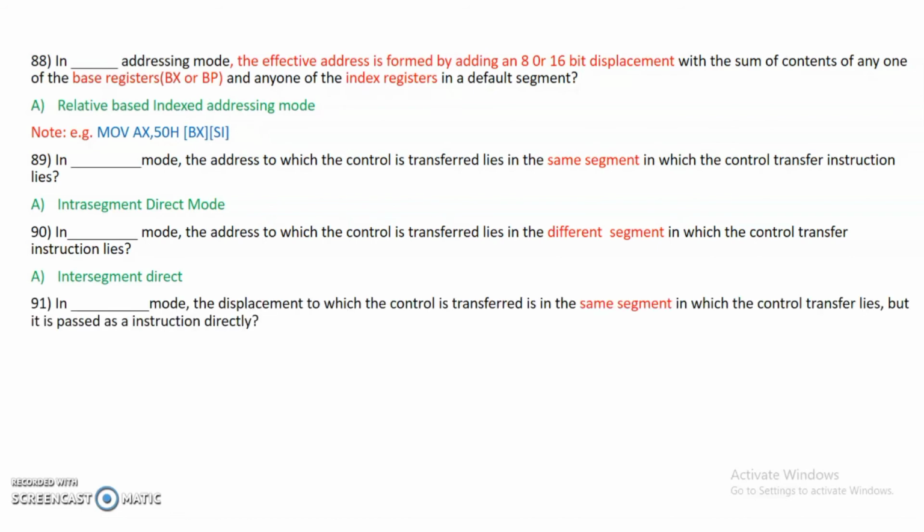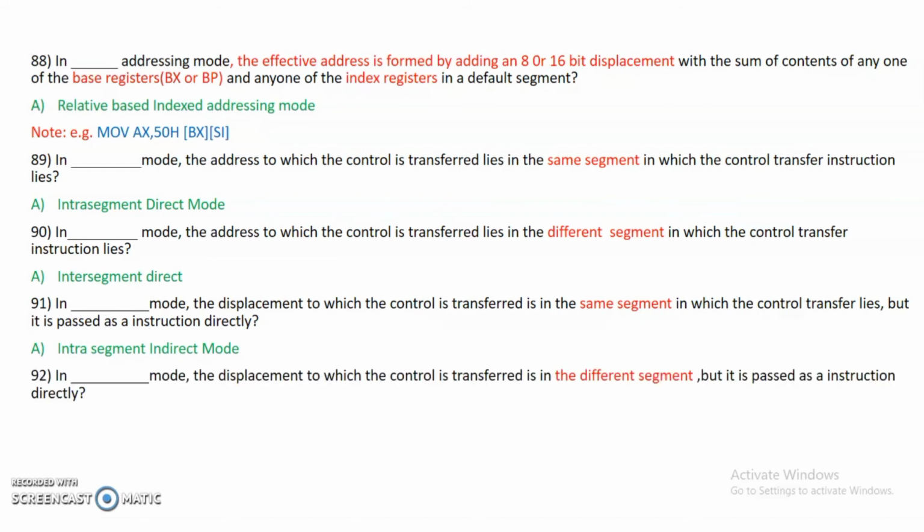Bit number 91. In dash mode, the displacement to which the control is transferred is in the same segment in which the control transfer lies, but it is passed as instruction directly. So the answer will be intra-segment indirect mode. So when you compare with the top bits, there the address is being compared, but in the down bits the displacement is compared. So whenever the displacement is compared, it will always be the indirect mode.